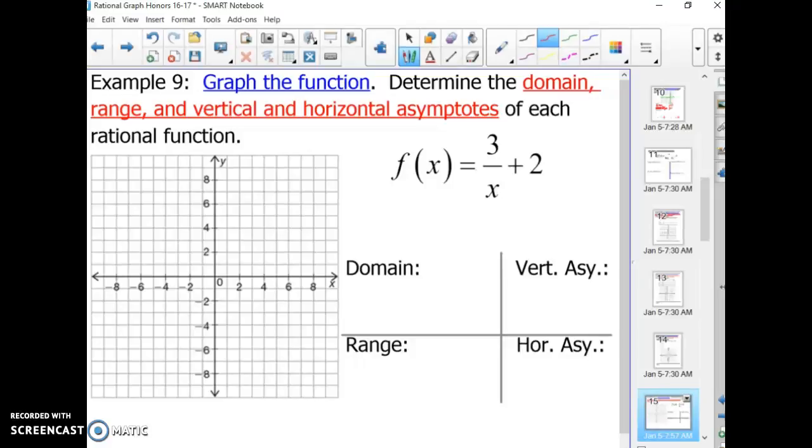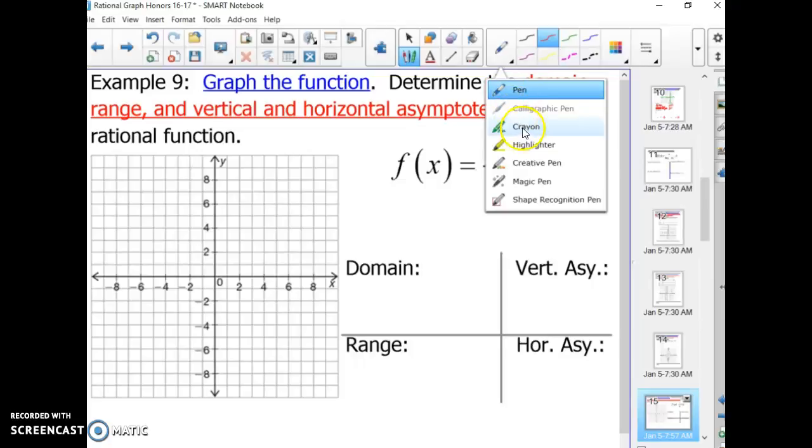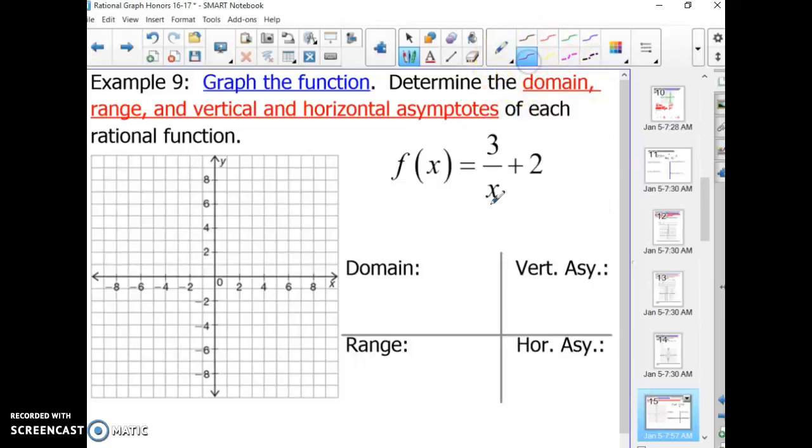Graph the function, and determine the domain, range, and vertical asymptote of each rational function. So we've learned that whatever is going to make the denominator equal to 0 is going to be my vertical asymptote. So I go x is equal to 0, so that's my vertical asymptote. Now, whatever I add outside of the function should be my horizontal asymptote, so y is equal to a 2 value. So let's just write it out.